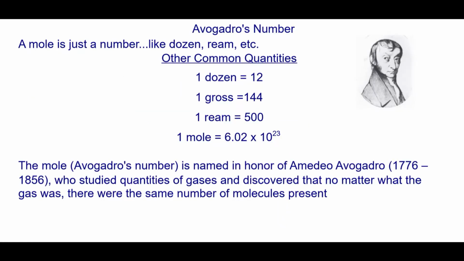A mole is just a number. We know a dozen is 12. If you've ever seen something in a gross, it's 144. A ream of paper is 500 sheets, and now we have a mole that is 6.02 times 10 to the 23rd. It's called Avogadro's number in honor of Amedeo Avogadro, who studied quantities of gases, and he found out that no matter what gas you have, the same number of molecules are present. We'll look at that when we get to our gases chapter.